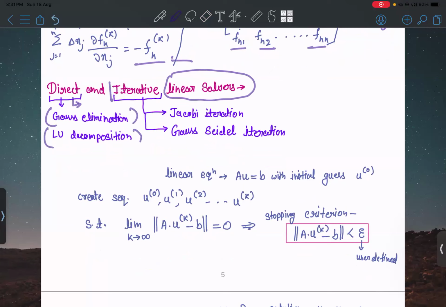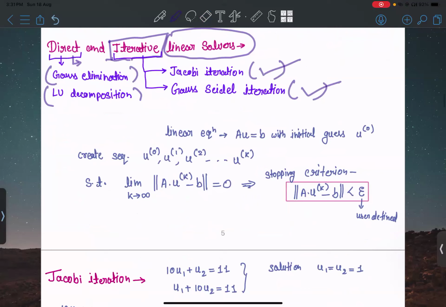Similarly, there are iterative methods to solve systems of linear equations. Here we will discuss Jacobi iteration and Gauss-Seidel iteration to solve the system of linear equations in an iterative fashion. So what is a linear equation? Suppose we have a linear equation Au equal to b. Here x is simply replaced by u, so u is the variable that we want to find.